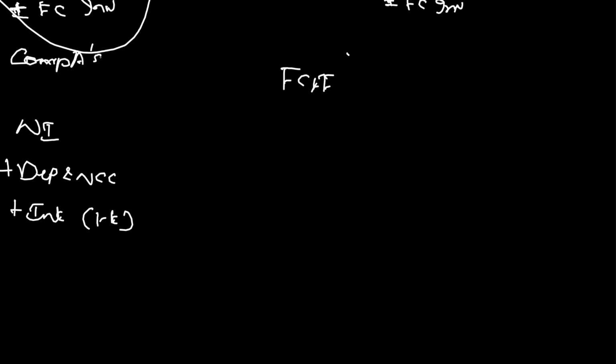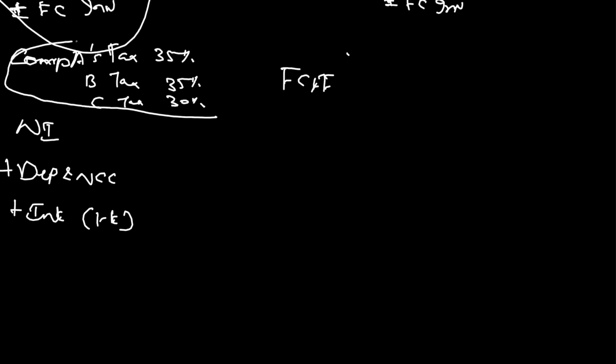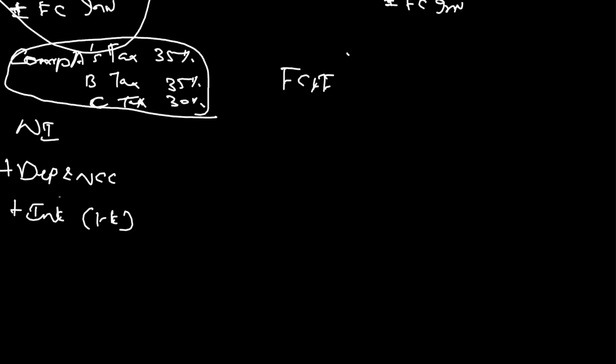Company A's tax rate is 35%. Company B's tax is also 35%, and company C's tax is 30%. So this information should also be a part of the question. Okay, fine. Now next one.